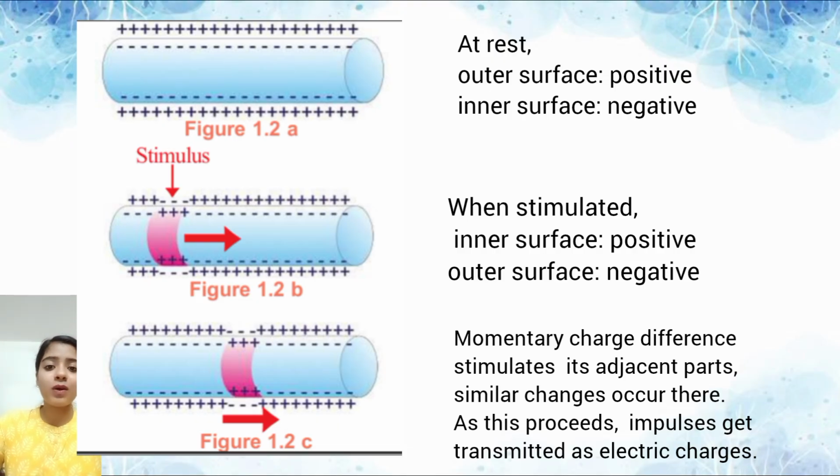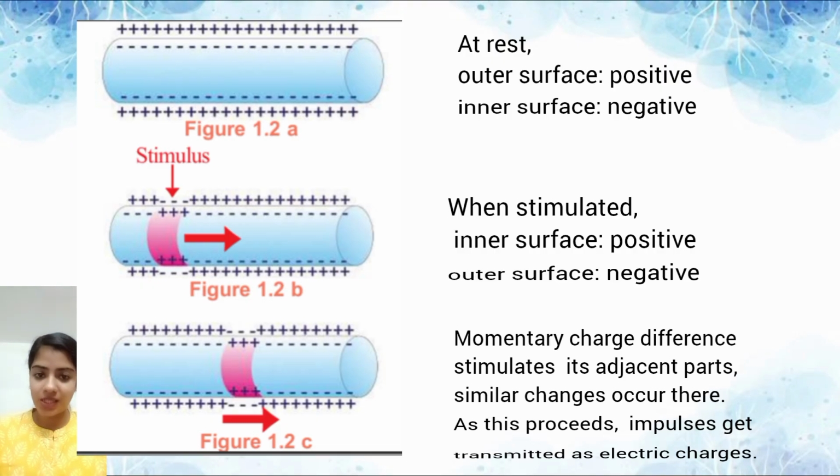Now let us see how this impulse is being transmitted from one neuron to the next neuron, and that is called transmission of impulse through a neuron. For an impulse to be transmitted from one neuron to the next neuron, we must know the pathway through which an impulse transmits from the dendrite to the synaptic node. That is what is being shown in the video that we will see now.